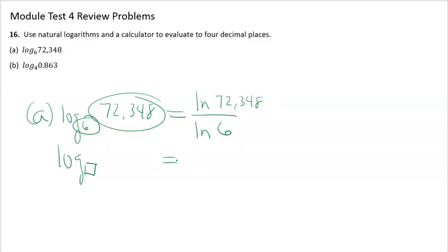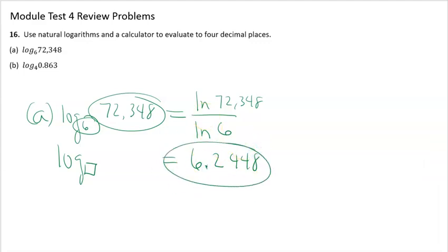The natural log of 72,348 divided by natural log of 6. Remember to close out the parentheses after the 72,348, and then you hit your next natural log. You've got a new set of parentheses you close out after the 6. And I get 6.2448.